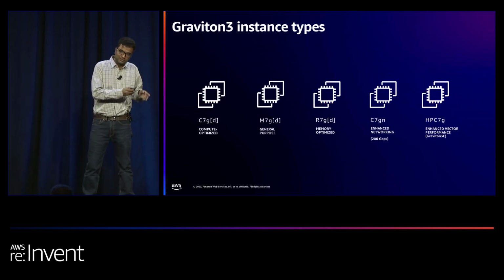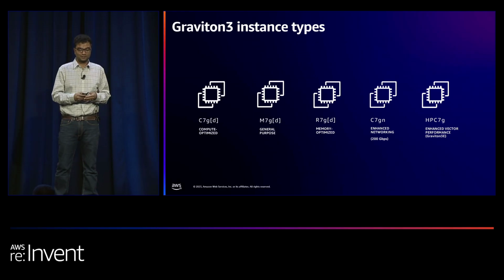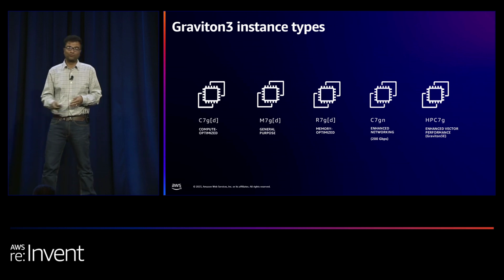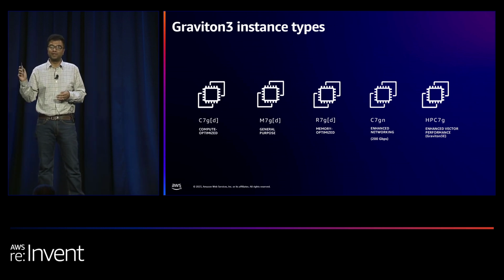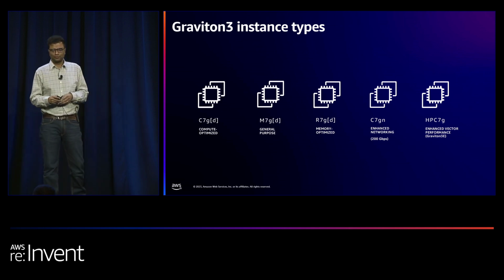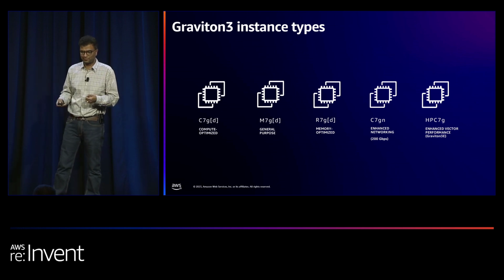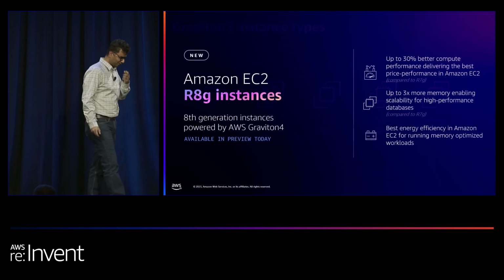So we launched C7G, like our compute optimized instances, general purpose instances, memory optimized instances, along with the disk variants. We also launched our high networking variant of Graviton 3 based instances. And then we also, for the very first time, launched our HPC-based Graviton 3 based instances. So we launched so many instances using the Graviton 3 processor in the past year or so. And if you think that is impressive, then be ready to be impressed even more.